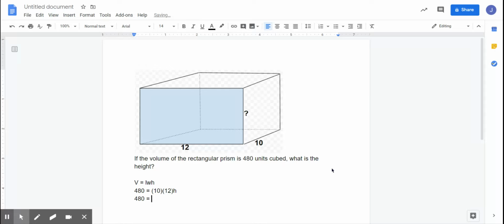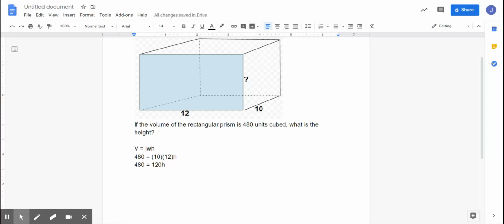But 10 times 12 we can easily figure out is 120. So the area of the base of this figure is 120 units squared. But for the volume we have to then multiply by the height. So this is a one-step equation now: 480 equals 120h.